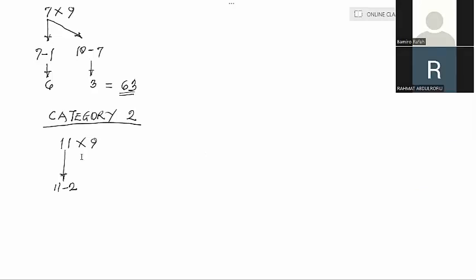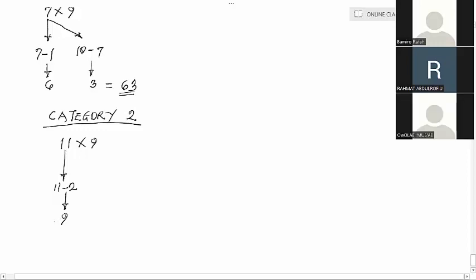11 minus 2, we can see that one will give us 9. Then the next thing is what?